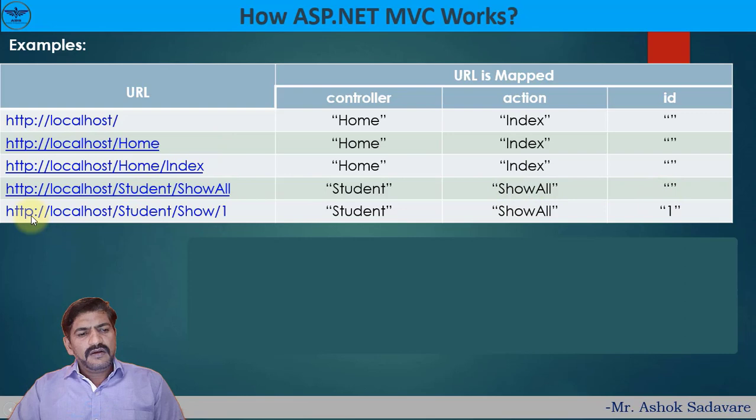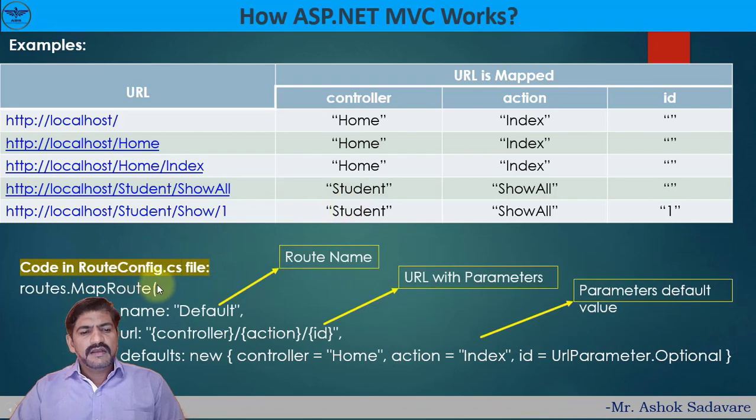So take another example of URL. If the user passes this URL, that is /student/show/1, then the name of the controller is student, the name of action is show, and the user passes the ID, that is the value of ID becomes 1 here. Okay, in the RouteConfig.cs file we are passing the route name as default. Then the URL pattern specifies the name of the controller, then action, and then ID. So this is the order of this URL specification, that is controller, then action, then ID.